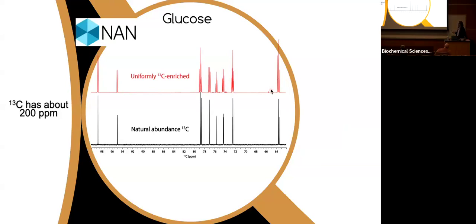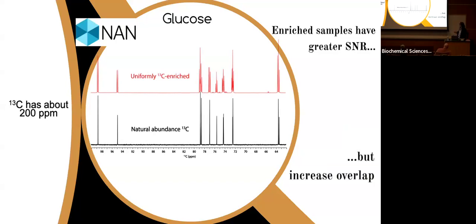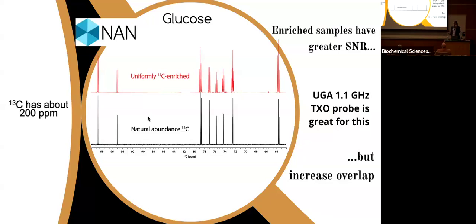But as you can all see, that comes with some costs, right? Enriched samples have greater sensitivity, but they have increased overlap because now we've introduced carbon-carbon couplings. These are all proton decoupled, but these are carbon-carbon couplings, which now kind of creates the problem that we were trying to fix in the first place with proton NMR, but we have a little bit more room in there. And so we have a really good probe to do this. So it's not perfect to isotopically label, but it's really good.